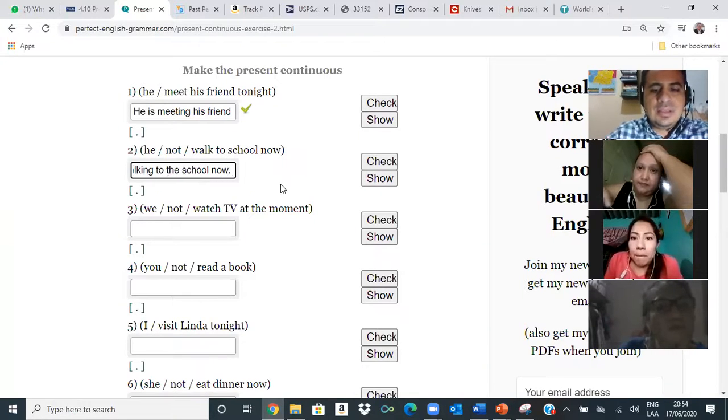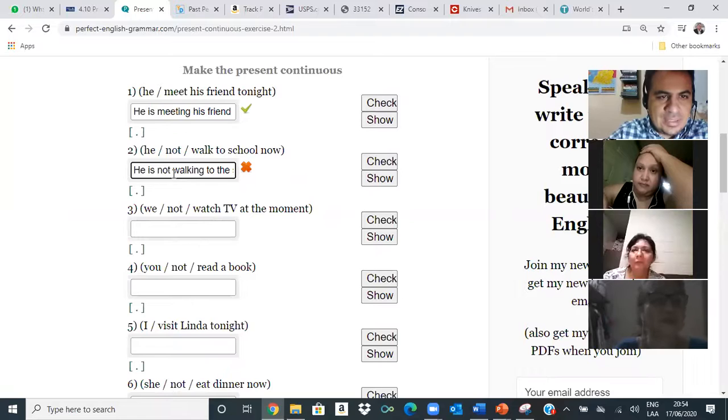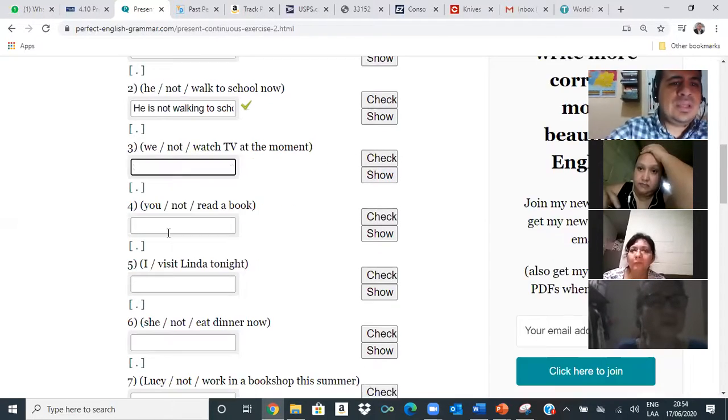He is not walking to school now. Very good. ¿Vieron? He is not walking to the store now. Okay. He is not walking. Escribí algo más. To school. No es necesario poner the en este ejemplo. Ahí está. Okay. Number three.